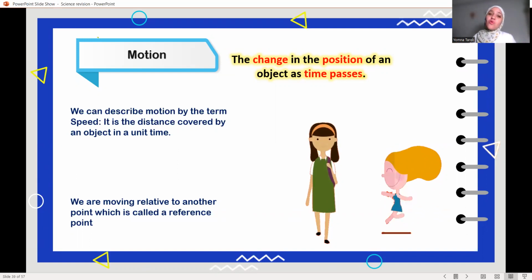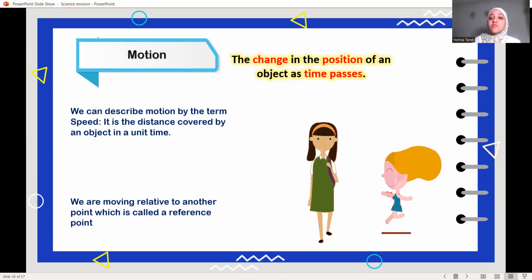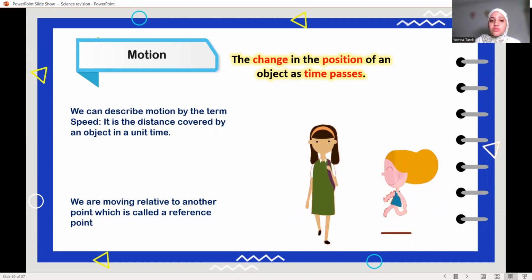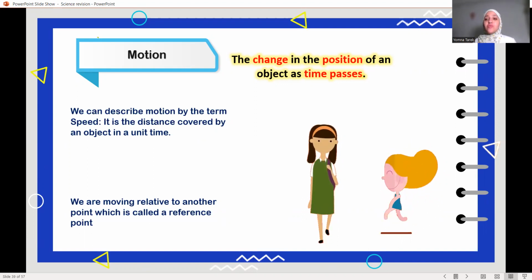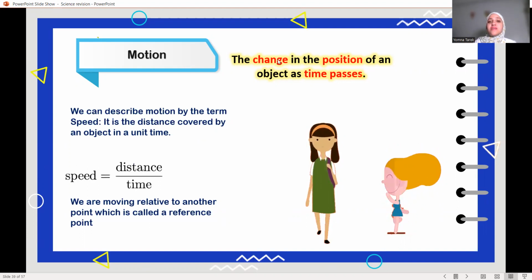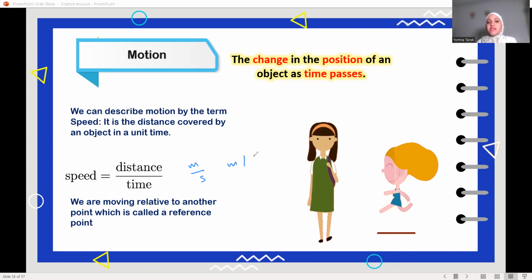So what is this point? This is called a reference point, and then we sometimes say about motion that it's relative. So what is speed? If we want to describe motion in physics or in science, we are going to use the term speed. Speed is a term used to describe motion in a mathematical way. So speed is distance over time. What is the unit? It's meter over second, or meter per second.